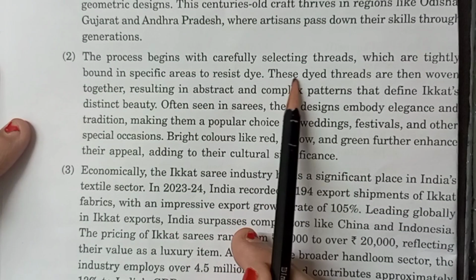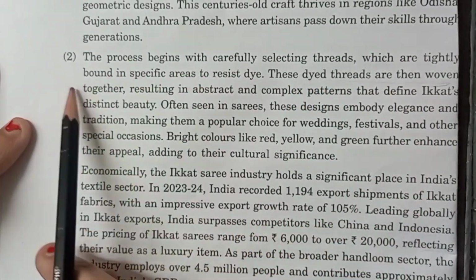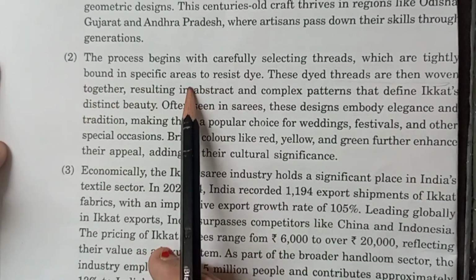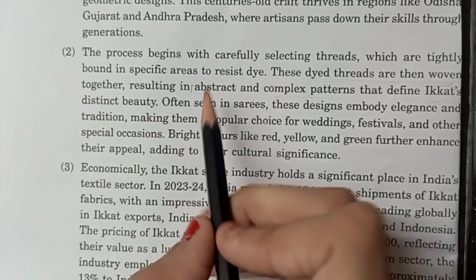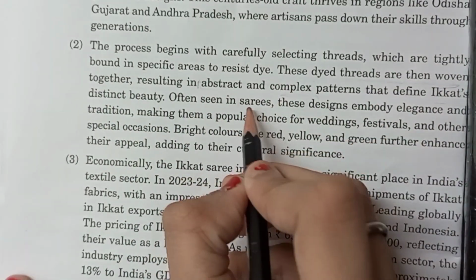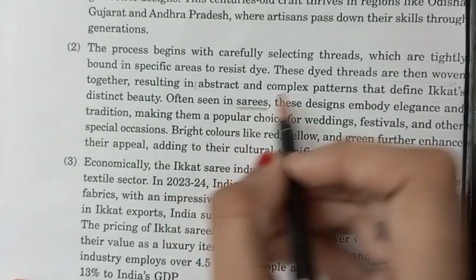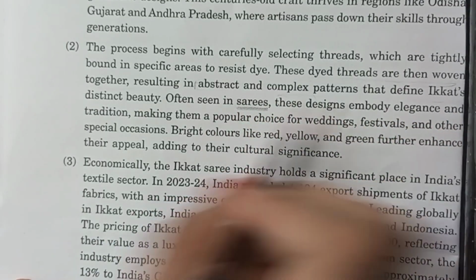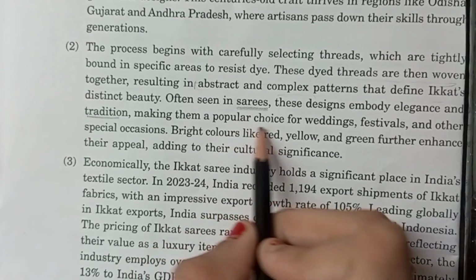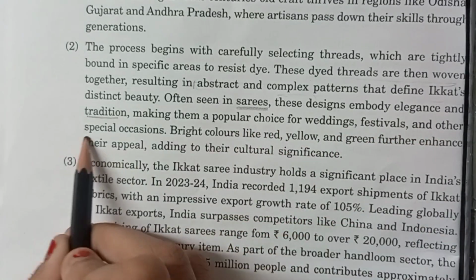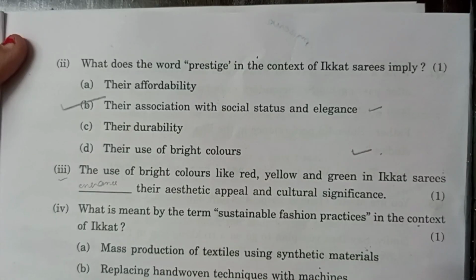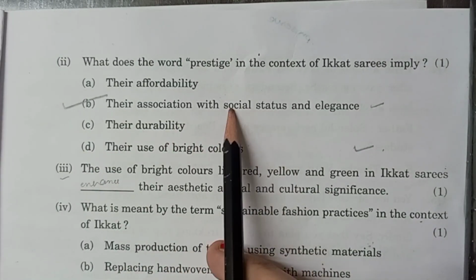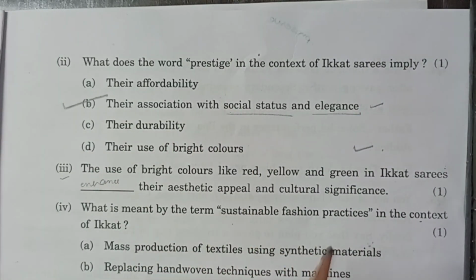Let's read it first. So here it is written, these dyed threads are then woven together, resulting in abstract and complex patterns that define ikat's distinct beauty. Often seen in saris. So here we are given a specific term, saris. These designs embody elegance and tradition, making them a popular choice for weddings, festivals, and other special occasions. So this just defines the answer to this question. It is because of its social status and elegance.